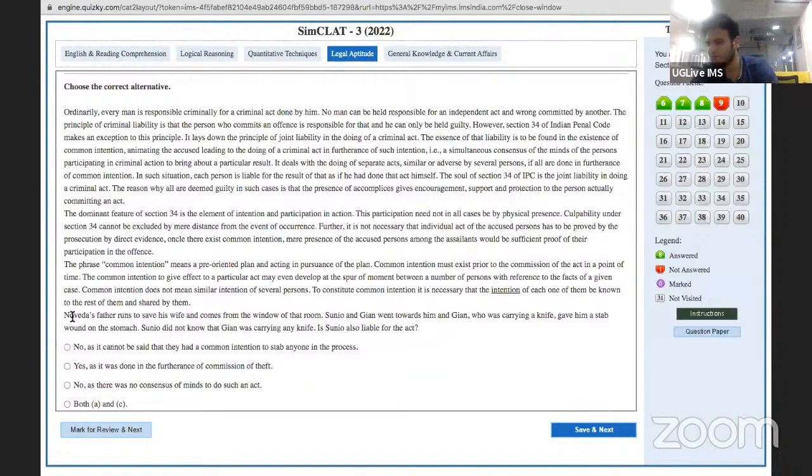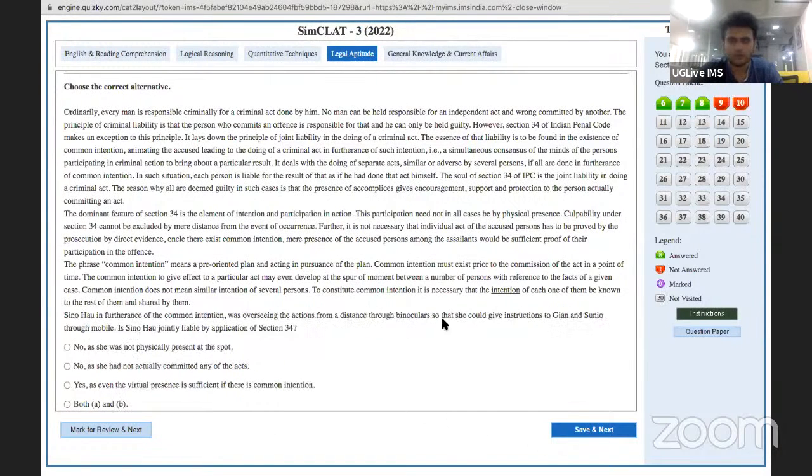Is it in furtherance of commission of theft? Do you think it is? This I think I'll skip. I don't have much time as well, yeah. In furtherance of... Kwame was overseeing the action from a distance through binoculars so that he could give instructions to Gyan and Sunyo. Is he jointly liable for the offence?